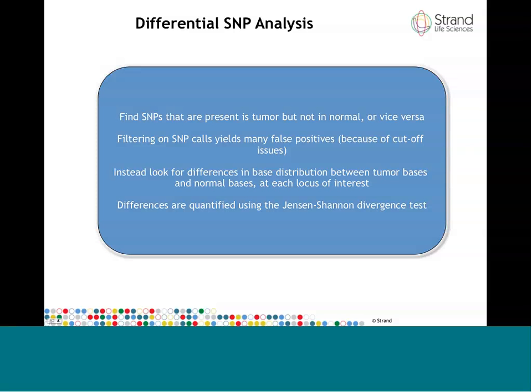So to get around this problem, we instead look for differences in base distributions between the tumor and the normal sample. So you look at the AGCT distribution in the tumor sample, the AGCT distribution in the normal sample at that locus, and if the frequency distributions are substantially different, then you say that this is a potential somatic mutation location where the tumor and the normal are behaving differently. And these differences are quantified using a particular statistical test called the Jensen-Shannon divergence test.